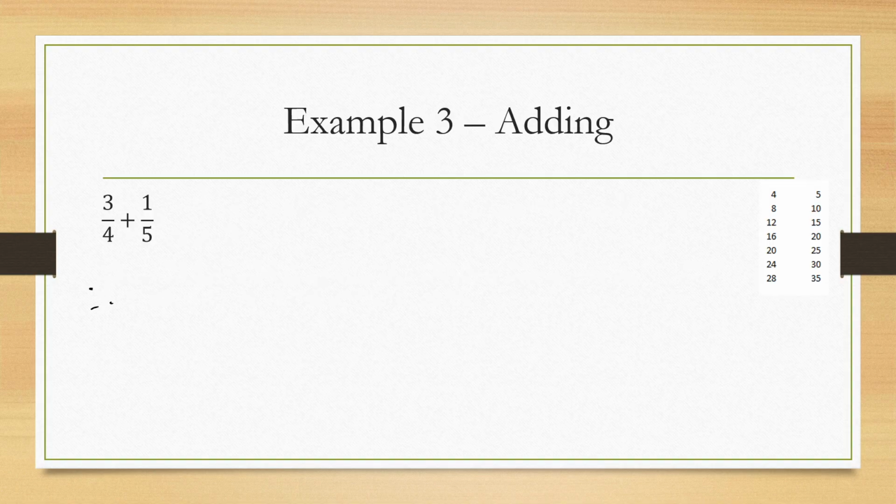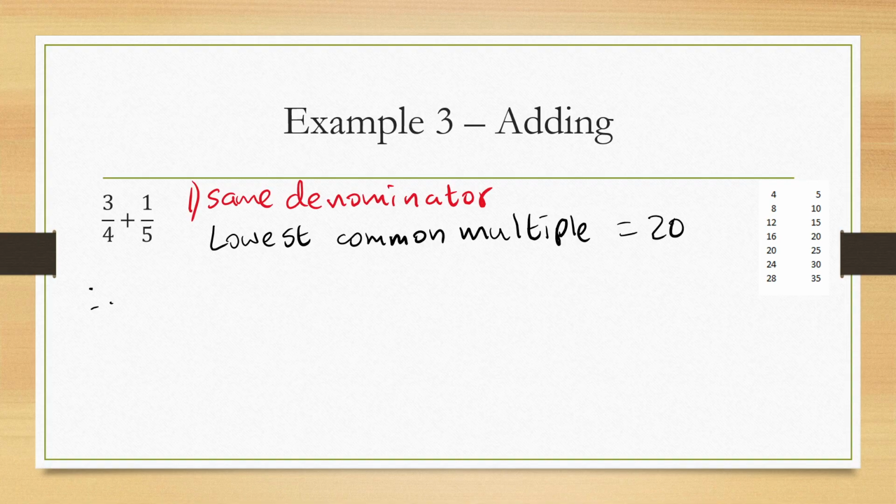So let's look at an example. Example 3, adding. The first thing you need to do is make the denominators the same, using the lowest common multiple. We found that for both of these fractions, the lowest common multiple is 20. On the right-hand side, as you can see, there's the 4 times table and the 5 times table. On the 4 times table, if you go down, you have the 20 over here, and in the 5 times table you have the 20 over here. This is the value that both share, the smallest value both multiplication tables share. So this is the lowest common multiple.